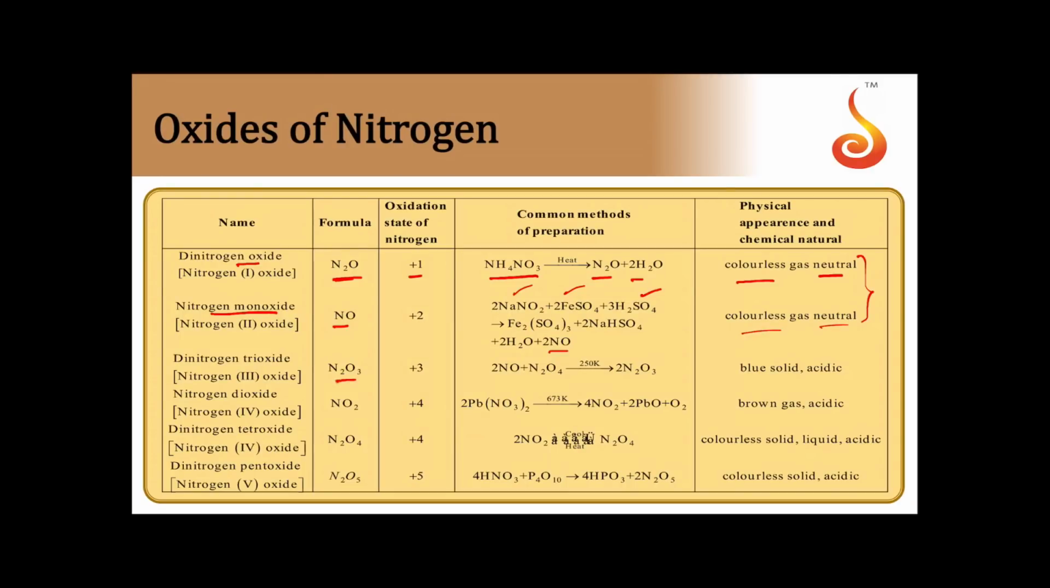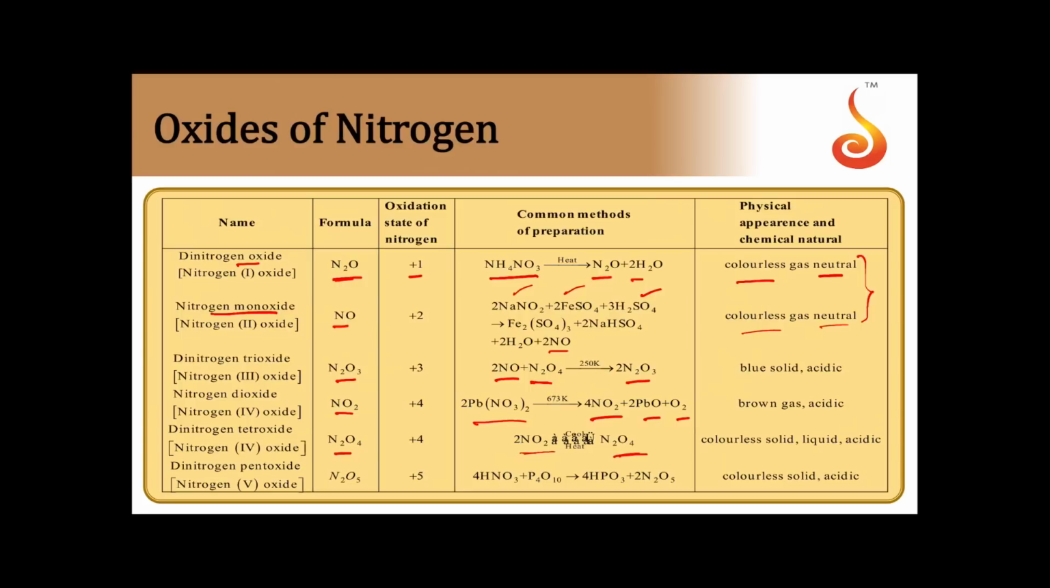N2O3 is prepared by cooling an equimolar mixture of NO and NO2. Actually, N2O4 is a dimer of NO2 only. We get N2O3 there. Then comes nitrogen dioxide, prepared by heating lead nitrate salt. It gives NO2, and the other products are PbO and O2. N2O4 is only a dimer of NO2. So NO2 on dimerization gives N2O4. On cooling, and when we heat it, we get back the NO2 molecule.